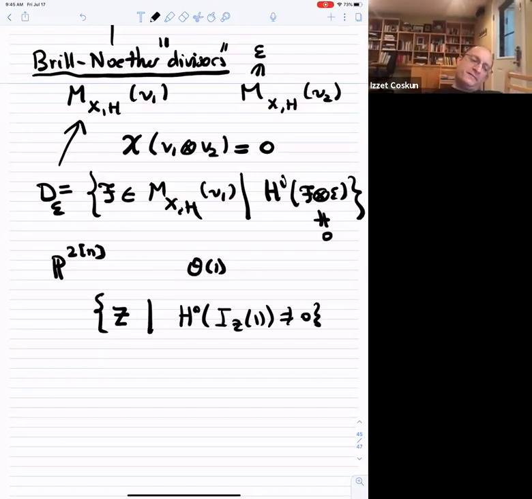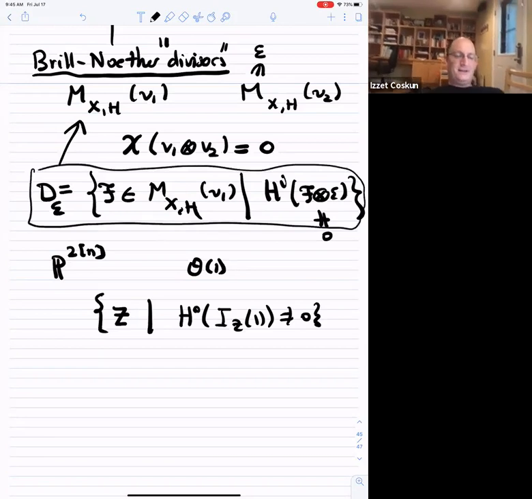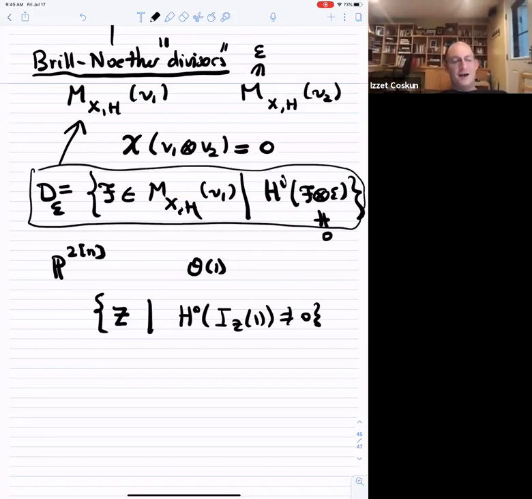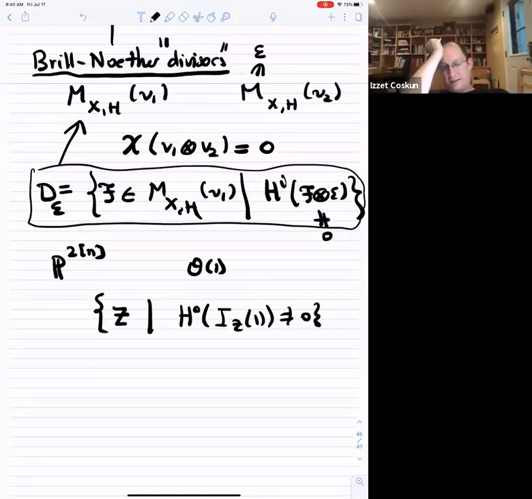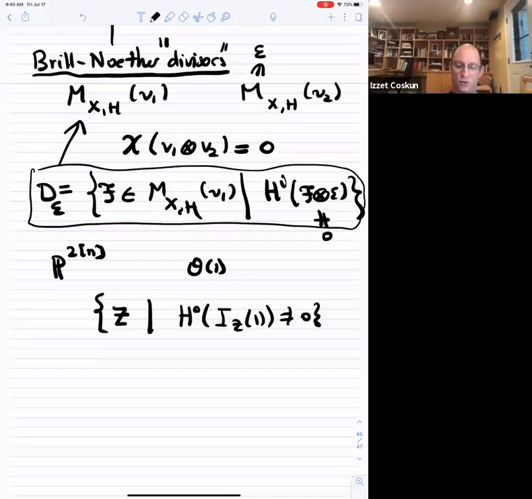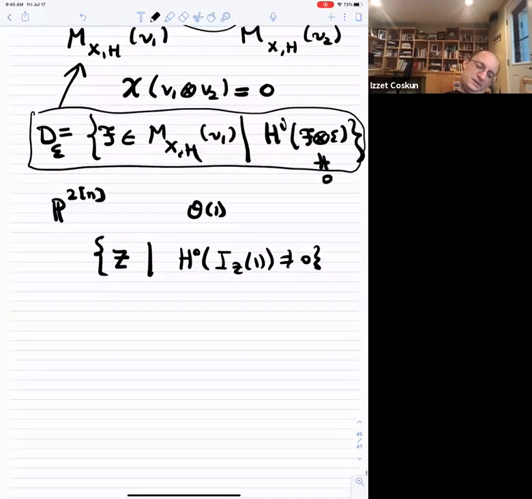But you know, you can define these Brill-Noether divisors in general for any moduli space. So what you could do is you take your E and you want those sheaves such that the tensor product has some unexpected cohomology. Now, what's the problem? The problem is that you don't know that these are divisors necessarily. That's why divisor is in quotes. There's a danger here.